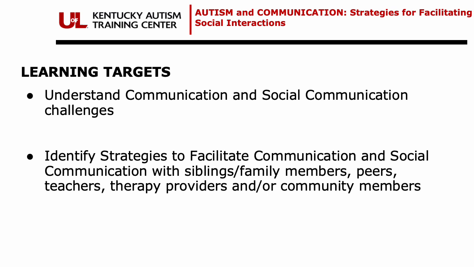The title of this training presentation, Autism and Communication, Strategies for Facilitating Social Interactions, will target these areas: understanding communication and social communication challenges for children and adults with autism, and identifying strategies to support and facilitate communication and social communication with siblings, family members, peers, teachers, therapy providers, and/or community members. The overall goal of this presentation is to provide intervention strategies for families and individuals working with persons with autism.